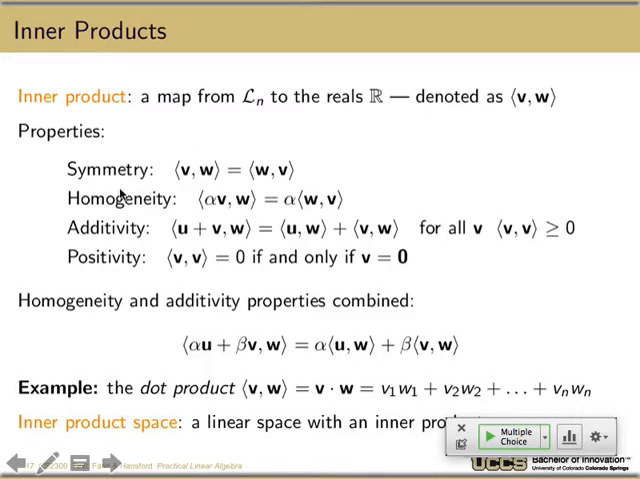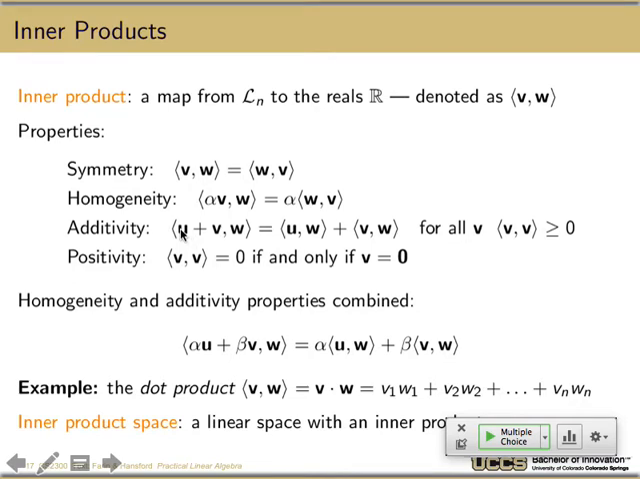The inner product has some important properties. The first is symmetry. The inner product of V and W is the same as the inner product of W and V. So order doesn't matter. Homogeneity. If I multiply one of the elements by alpha, that's the same as multiplying the inner product of the two original vectors by alpha. Right? And notice that this holds even when alpha is 0.